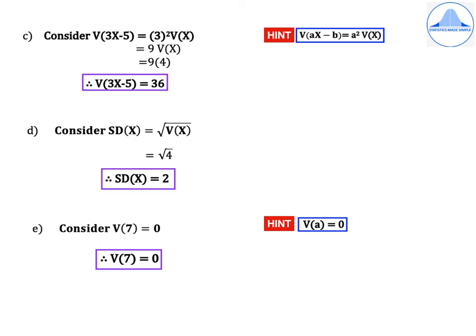The next subdivision, consider SD of x, which is equal to root variance of x, which is equal to root 4. Therefore, SD of x is equal to 2. The last subdivision, consider variance of 7. Now using the hint, that is variance of any constant is always 0. That is V of a is equal to 0. That means variance of 7 is 0. Therefore, V of 7 is equal to 0.